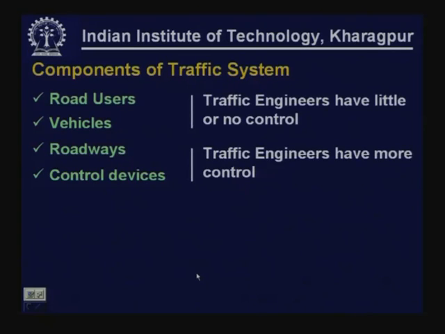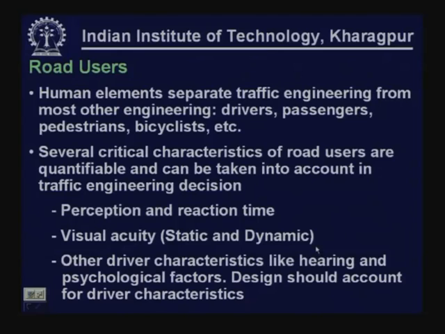You have 4 components, basically road user, vehicles, roadways and control devices. Traffic engineers normally have very little control on these first 2 aspects, road user and vehicles, but certainly they have better control on roadways and control devices. Let us quickly go through these aspects.